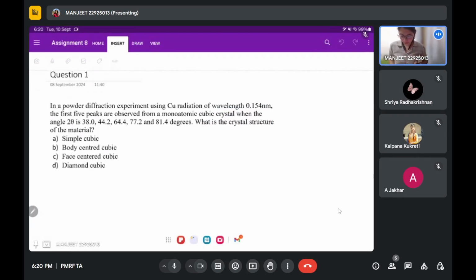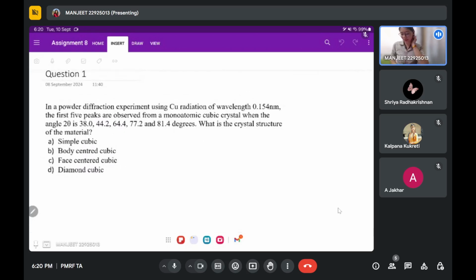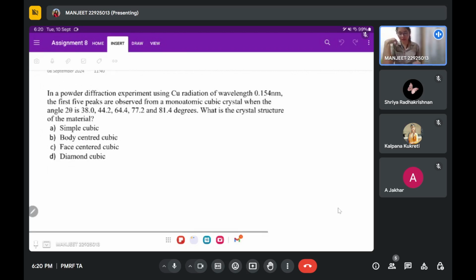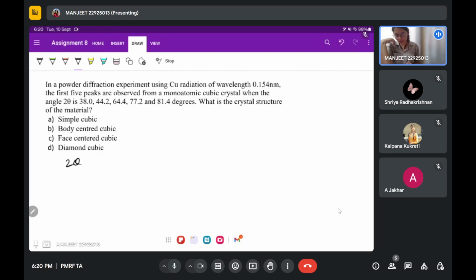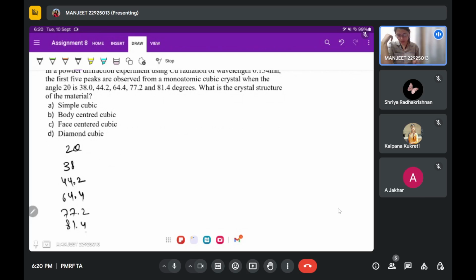Now this is right. So the next question asks: in a powder diffraction experiment using copper radiation of wavelength 0.154 nanometer, the first five peaks are observed from a monoatomic cubic structure when 2 theta is 38 degrees, 44.2 degrees, 64.4 degrees, 77.2 degrees, and 81.4 degrees. What is the crystal structure of this spectrum?